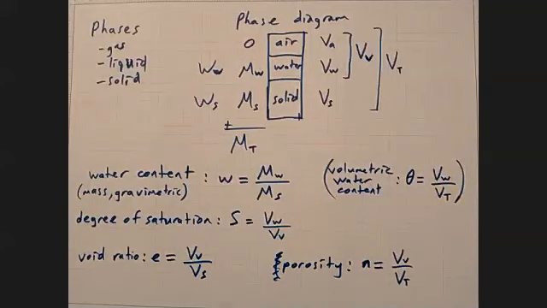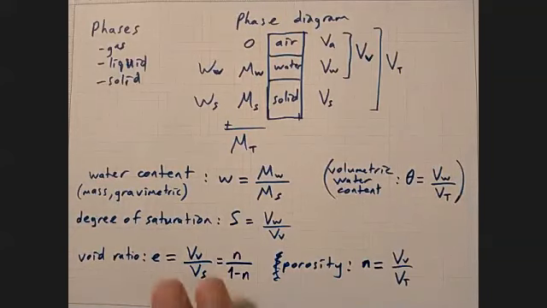So for example, we defined porosity as the volume of voids per total volume of the soil. So if the total volume of the soil were 1, then how would you define the void ratio? If the total volume was 1, the volume of your pores would be n, and the volume of your solids would be 1 minus n.